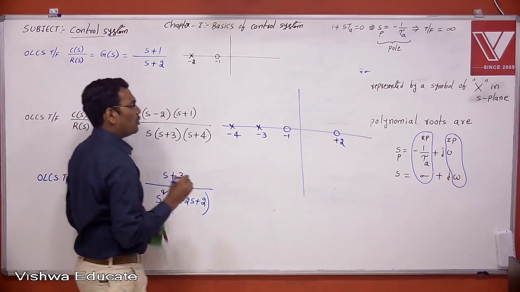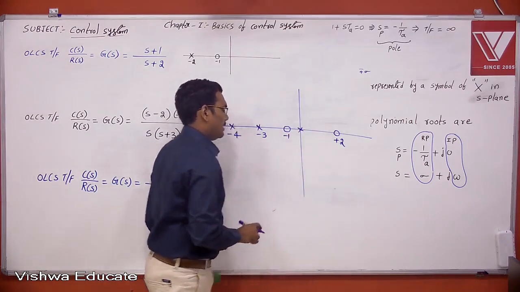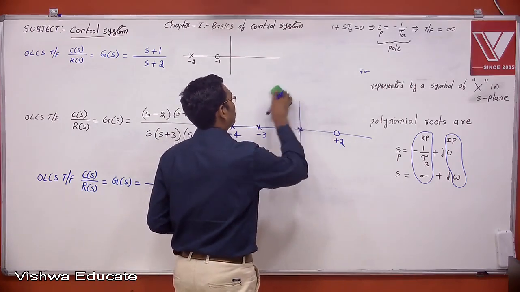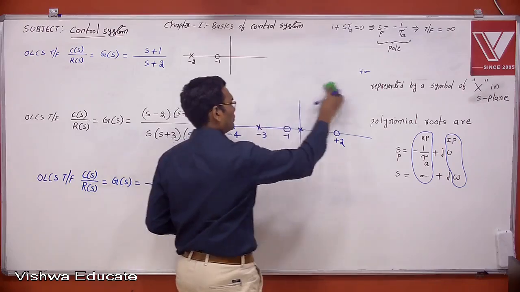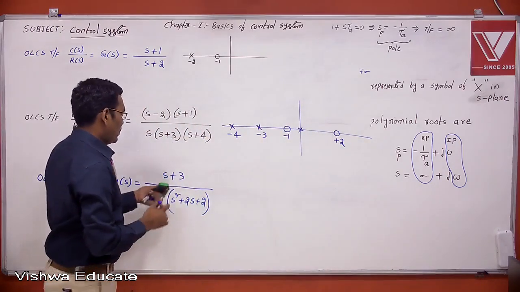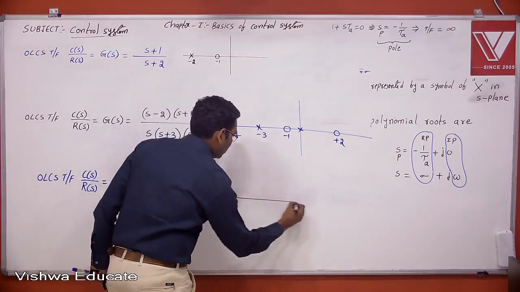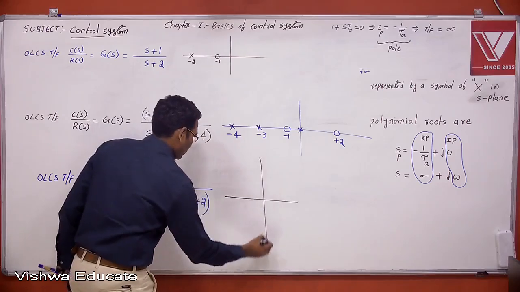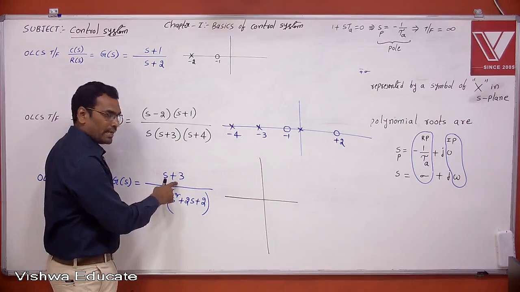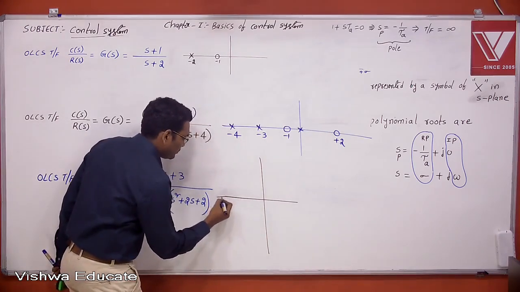Now this is a pole at origin. This is one pole at origin. Now come to here. Here also, S plus 3 equal to 0, S equal to minus 3, is a zero.